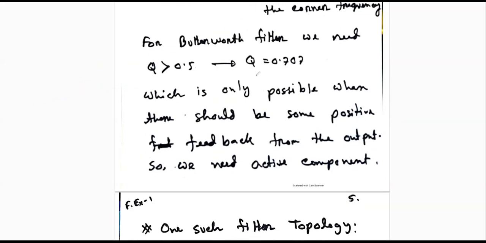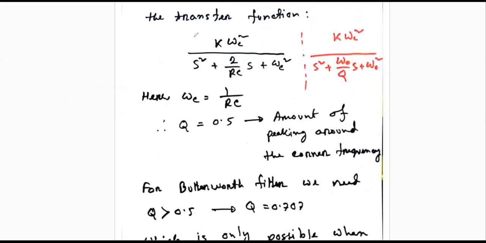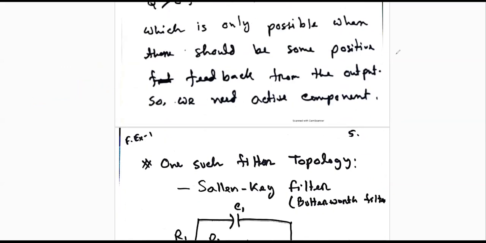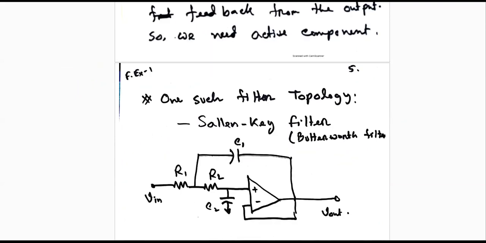For the Butterworth filter, we need Q to be more than 0.5. Just think about how we can improve the value of Q. We need some feedback, positive feedback from the output. And to get positive feedback from the output, we can use an active component, by which we can get positive feedback.